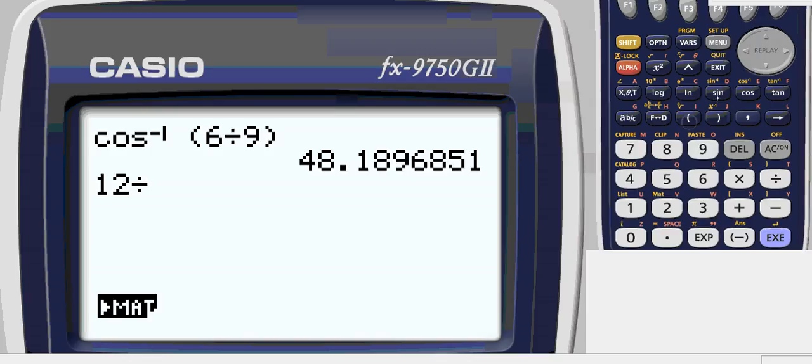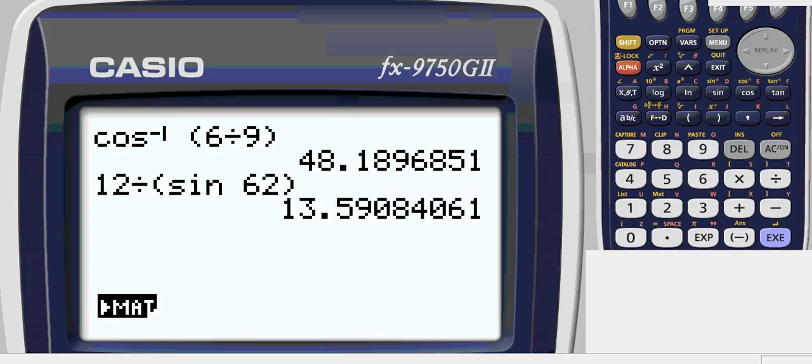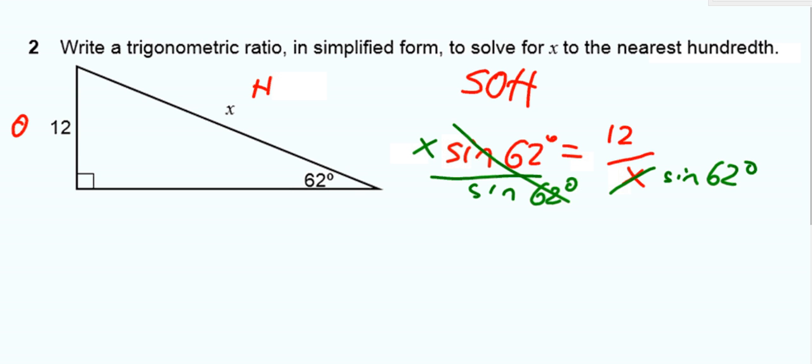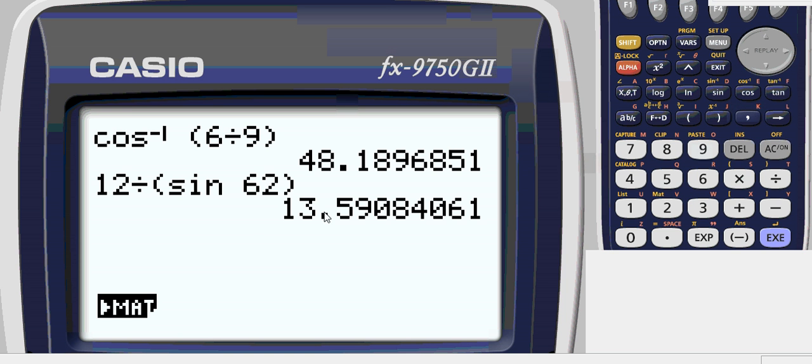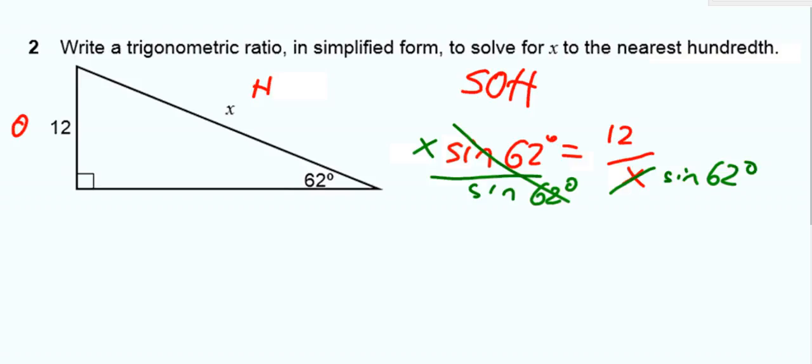12 divided by sine 62. 13.6, I think it says round to the nearest tenth. Nope, 100. 13.59.